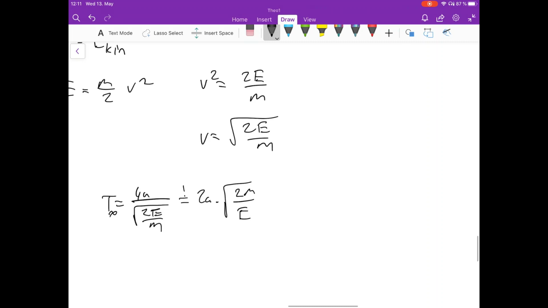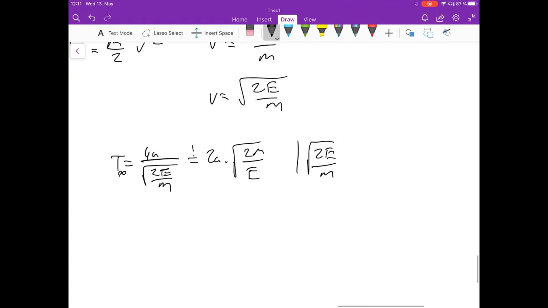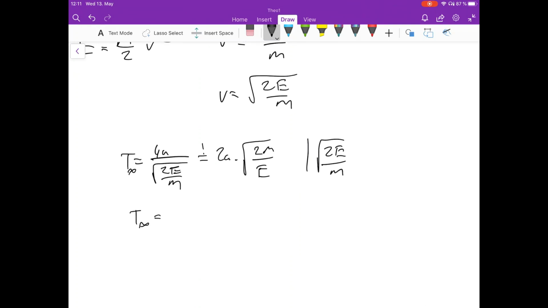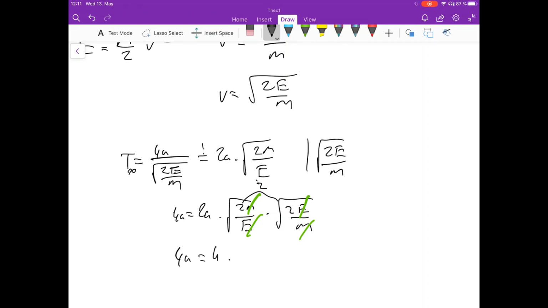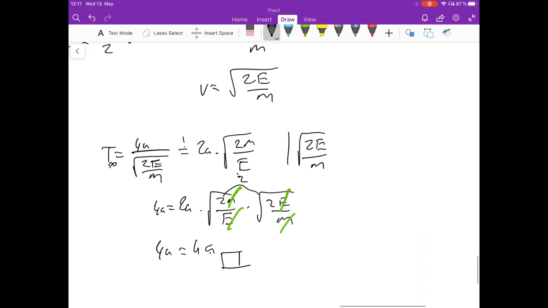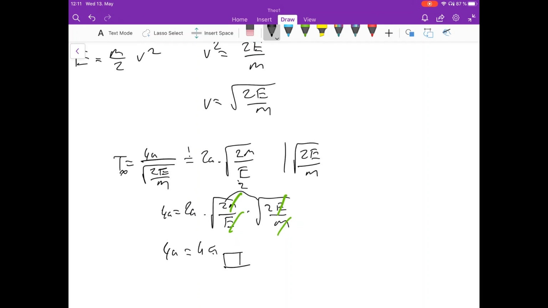Let's multiply both sides by the square root of 2E divided by m. So 4a is going to be 2a times the square root of 2m divided by E times the square root of 2E divided by m, and we can shorten these out, and the square root of 2 times the square root of 2 is going to be 2, and therefore 4a equals 4a. And this is a proof that our equation is true.